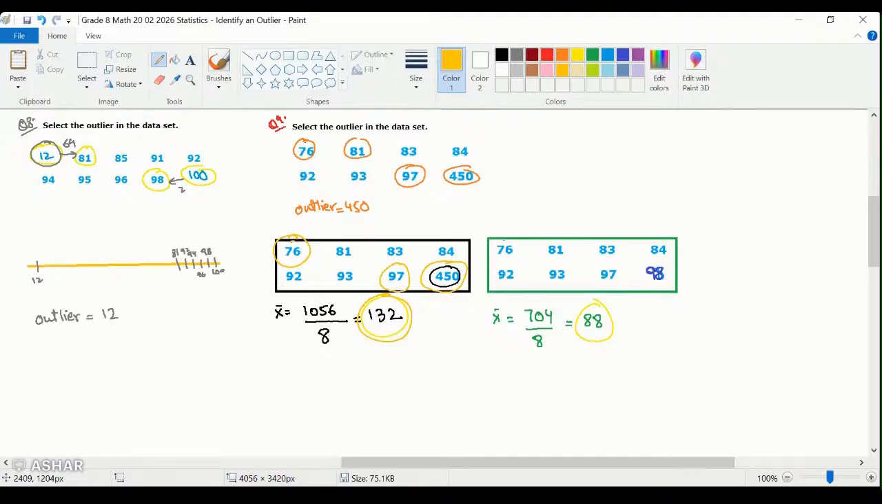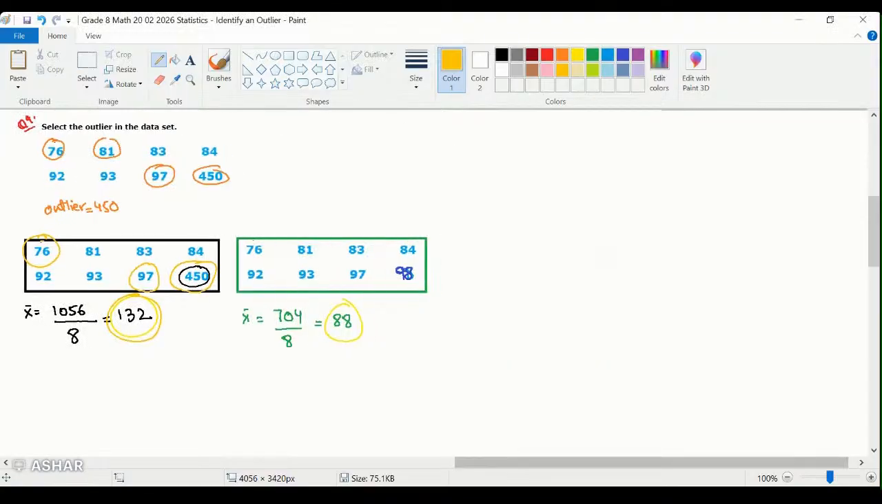Okay, any questions up till now? Mean and range are always affected. We haven't done other things, so there may be other things that would be affected, but between mean, median, mode, and range, mean and range are affected, while median and mode are usually not affected.